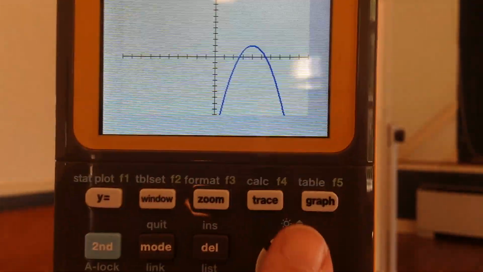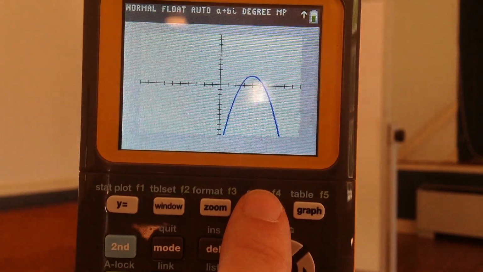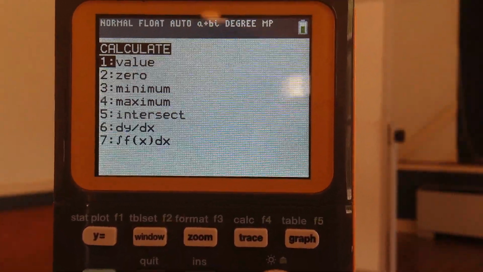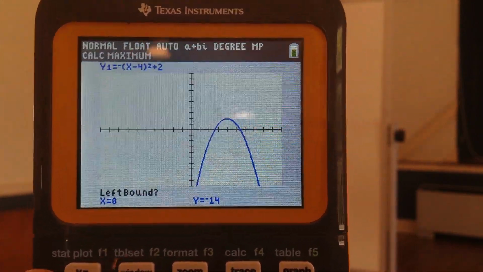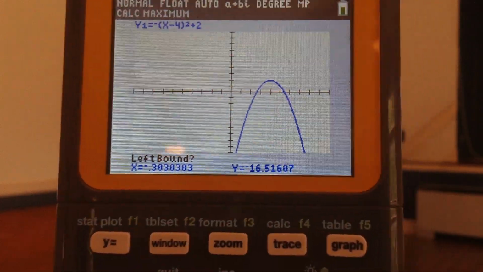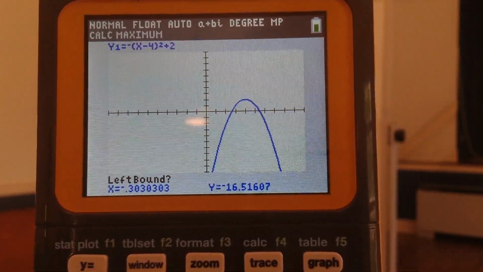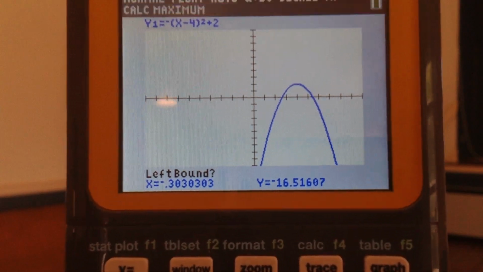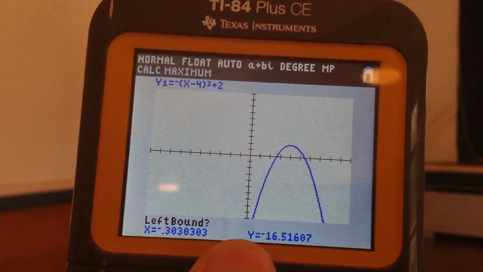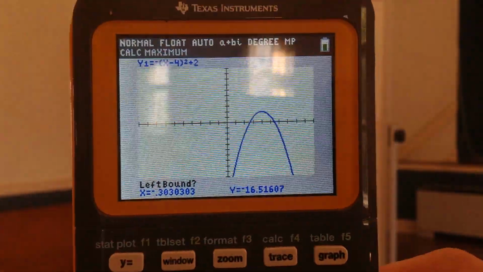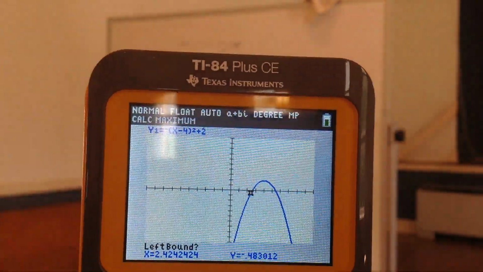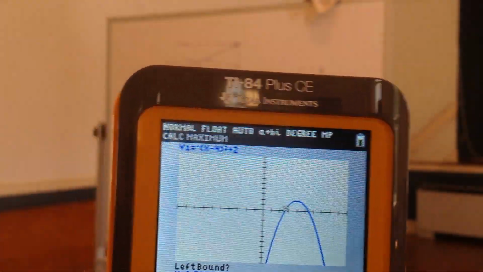There's the second, and then trace is right here, second trace. Choice number 4 is the maximum. So hit 4. Now it's going to ask you for a left bound. Where is the cursor? Oh, the cursor's off the screen. It's down here where x is negative 0.3, y is negative 16. So I need to arrow to the right. There it is. And then I'll set a left bound to the left of the maximum value.